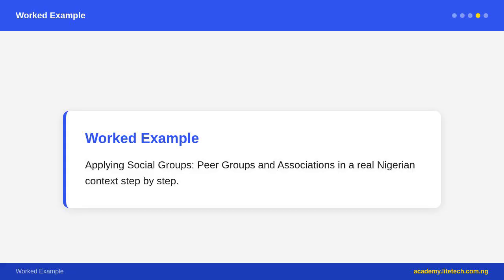Religious associations, such as Christian youth fellowships, Muslim student societies, and traditional religious societies. These provide spiritual formation, community service, and social belonging.